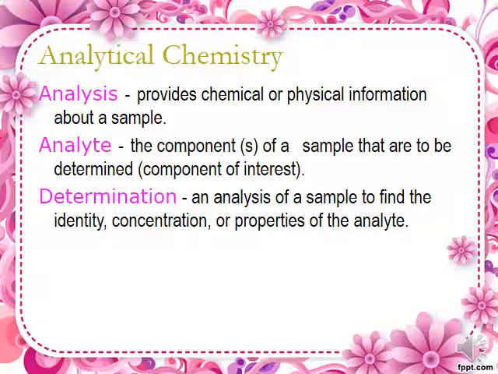The second term is analyte. So the analyte is the component of the sample that is to be determined, meaning the component of interest. So you want to measure pH of water. So your sample is water, the analyte is the water. The third term is determination. Determination is analysis of the sample to find information of the sample, such as the identity, the concentration of the component in the sample, or the properties of the analyte.